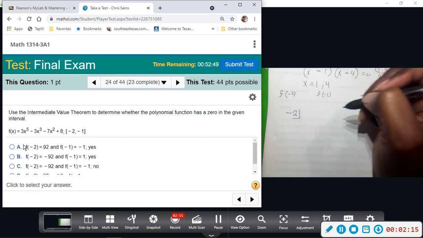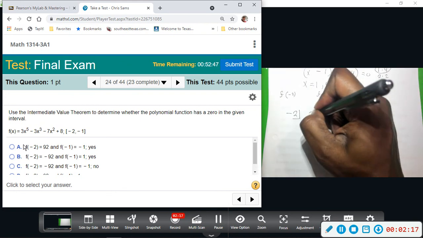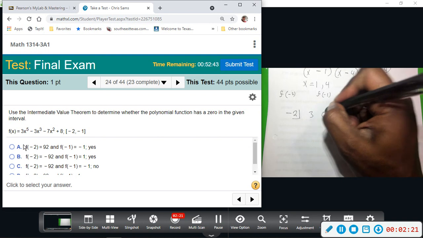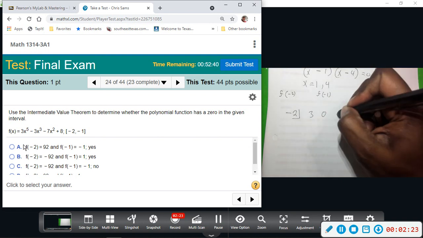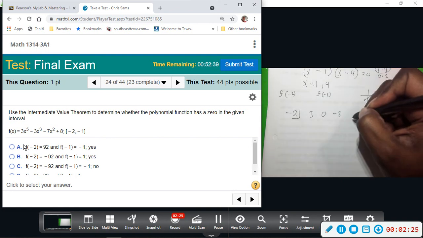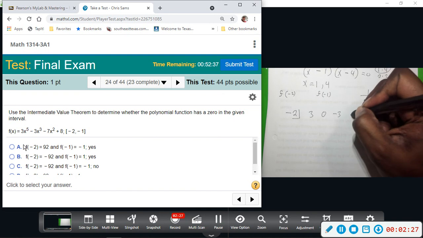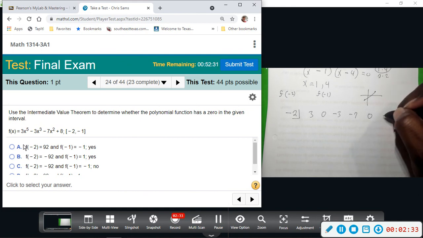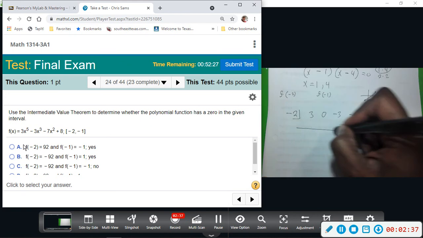We have x to the 5th, so 3 is a coefficient. We do not have an x to the 4th, so I need a 0 as a placeholder. And then we have -3 to the 3rd, and then -7 squared. We do not have a single x, so 0, and then a positive 8. So I'm going to do this one first.